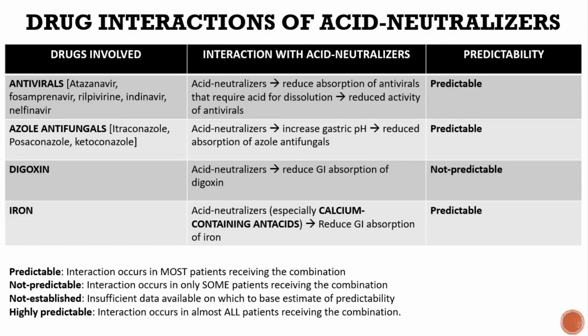First we go to the interaction of acid neutralizers with antivirals. Here all antivirals are not mentioned. That is up to you to check individually. You can look at various other antivirals and check their interaction with acid neutralizers. Here I have selected 5 antivirals, and these are used in the treatment of HIV. As you know, HIV is a chronic disease, so whatever treatment is initiated in HIV is usually lifelong.